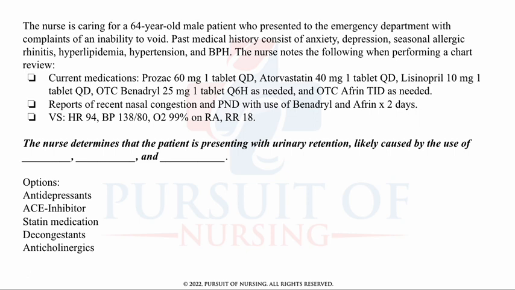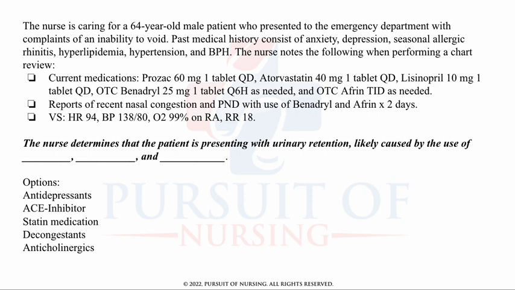So this 64-year-old patient is currently prescribed Prozac, atorvastatin, lisinopril, over-the-counter Benadryl as needed, and he also takes over-the-counter Afrin as needed. He has reports of recent nasal congestion and postnasal drainage with use of Benadryl and Afrin for about 2 days. His heart rate is 94, BP is 138/80, O2 is 99% on room air, and respiration rate is 18. Based upon this piece of the patient's medical record, the nurse determines that the patient is presenting with urinary retention, likely caused by the use of blank, blank, and blank.